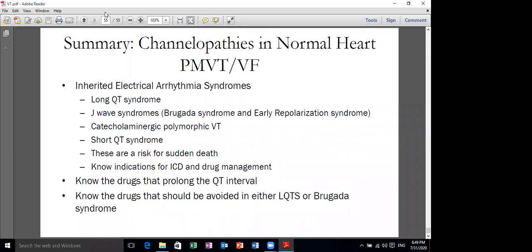If I may comment, I don't think I'm going to add much, but for patients with ventricular tachycardia and no structural heart disease.